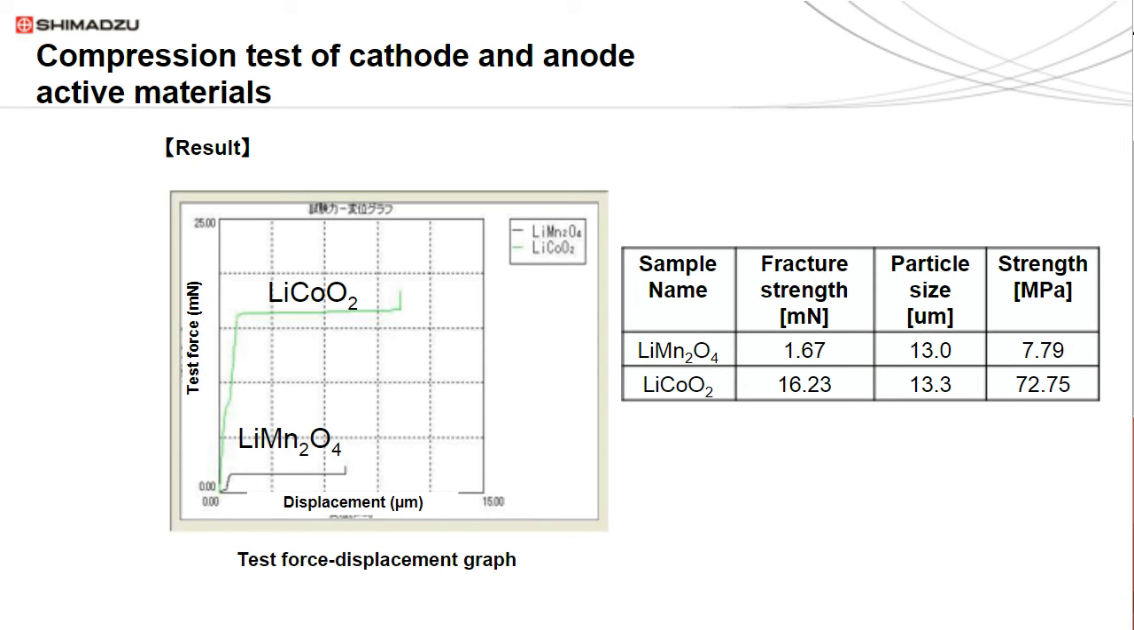You can see that the lithium cobalt oxide particle fractured at 16 millinewtons, which is equivalent to a strength of 72 megapascals, while the same size lithium manganese oxide particle fractured at only 1.6 millinewtons, equivalent to a strength of 7 megapascals.